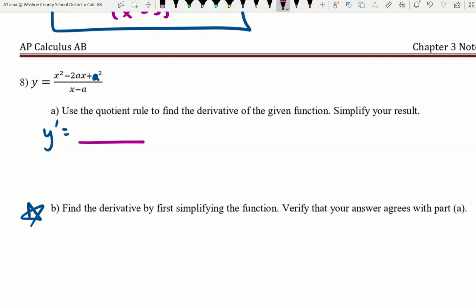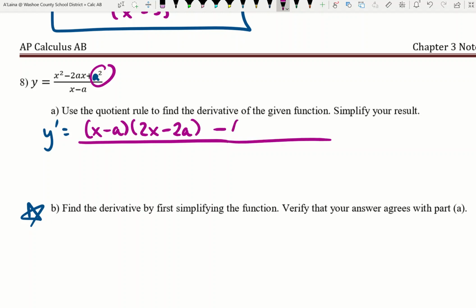All right, but according to the quotient rule, it would be the denominator. A is just a constant, by the way. Sorry that wasn't stated. Times the derivative of the numerator. I'm going to use the power rule here. This is a constant. The derivative of a constant is 0. Minus the numerator times the derivative of the denominator. All over the denominator squared.